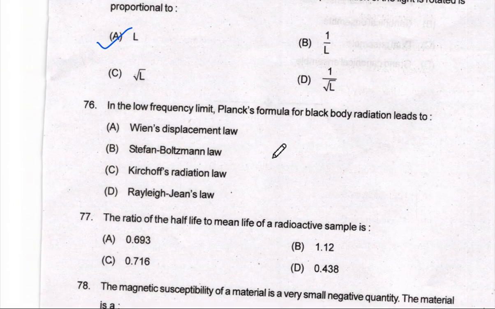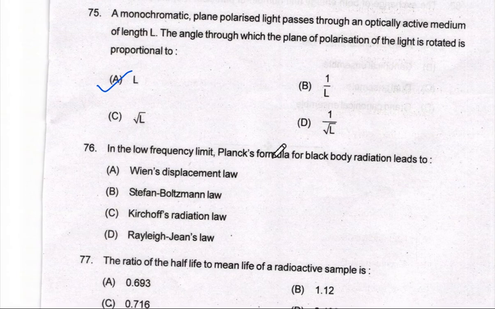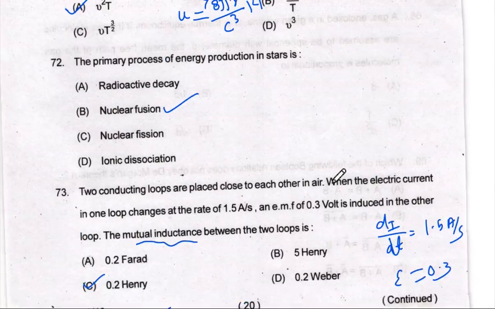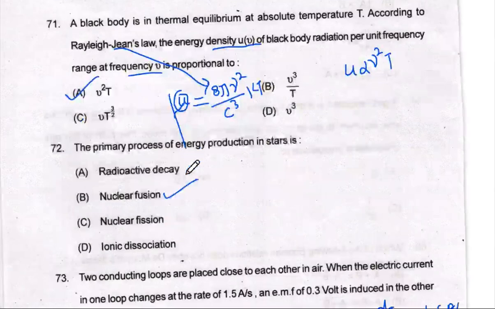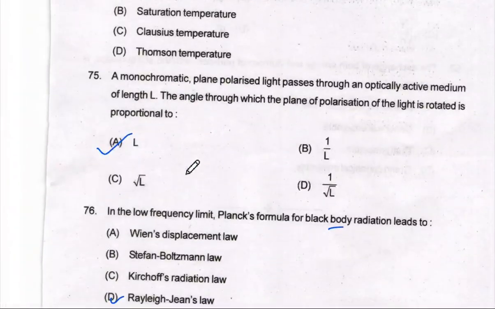So next question. In the low frequency of light, Planck's formula for black body radiation leads to. So it is also known as this one, that option D, which is Rayleigh-Jeans law. That same as black body radiation, which we discussed in the above question. This one is our energy density, how much energy is radiated from a black body. So same answer, same question.